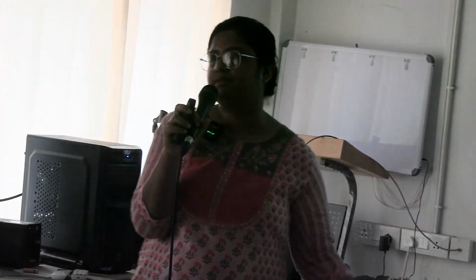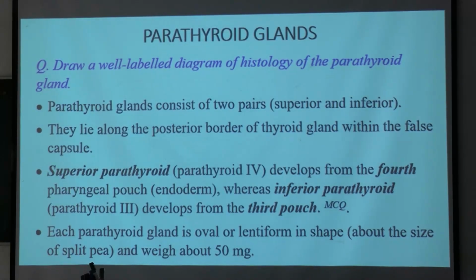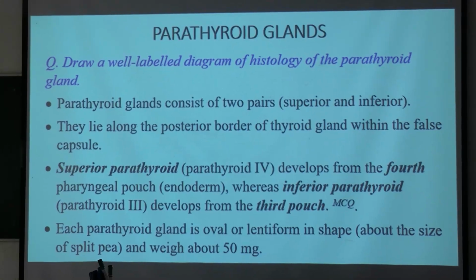Okay, you read in your embryology. Pharyngeal pouches will be discussed in your theory lecture class. The development of parathyroid is important, and it also comes to explain why superior parathyroid is called parathyroid 4, and why inferior parathyroid is called parathyroid 3, like this. Okay, according to the development. Okay, so we are discussing the parathyroid along with the thyroid.